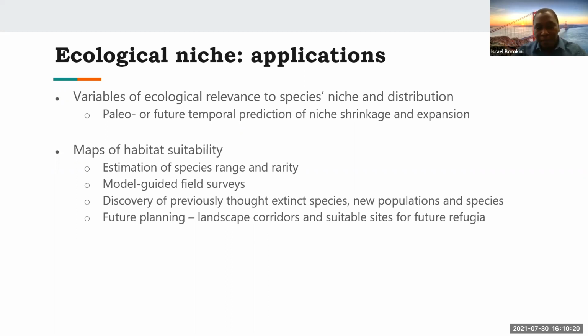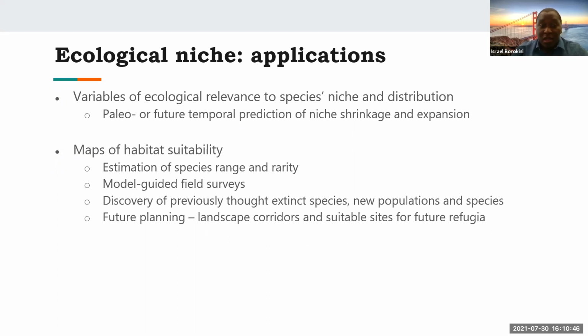back. We can also generate habitat suitability maps, and use them to estimate the species range and how rare the habitat is for the species. We can use them to guide field surveys to new areas predicted to be suitable, and go find out whether the species is in fact found in those areas, which is what I'm going to be presenting on.